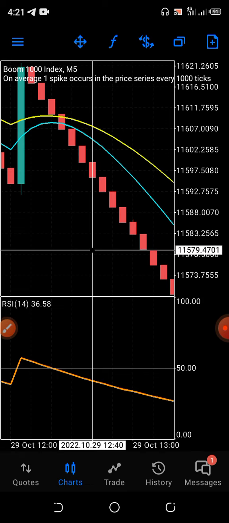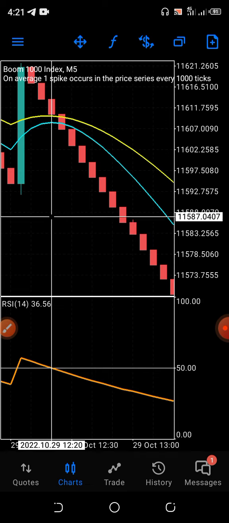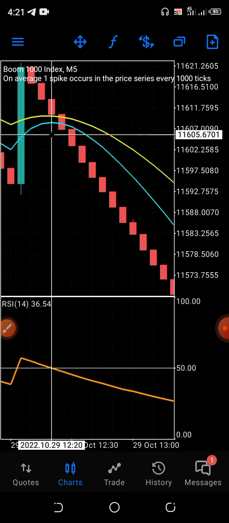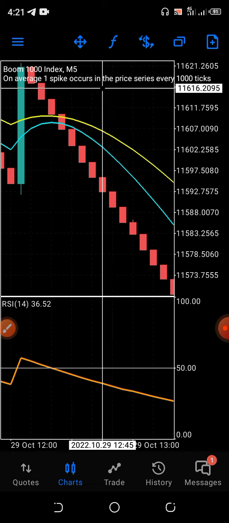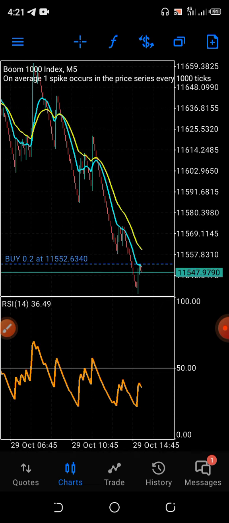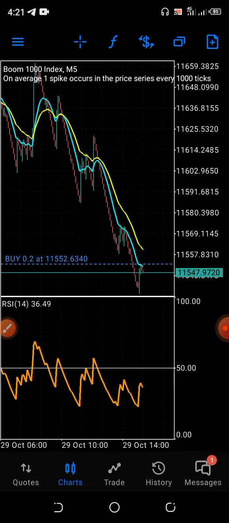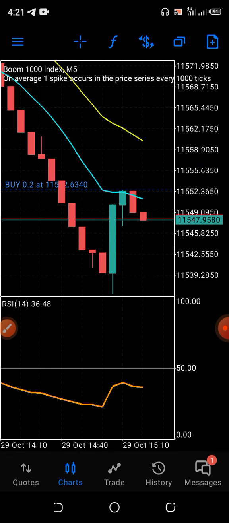Even in the 5 minutes time frame, look at it. It crossed here, and look at the magic. It's not that it spikes immediately it crosses, but you should know that you cannot be trading against the trend. So just know that, and you will see the magic.